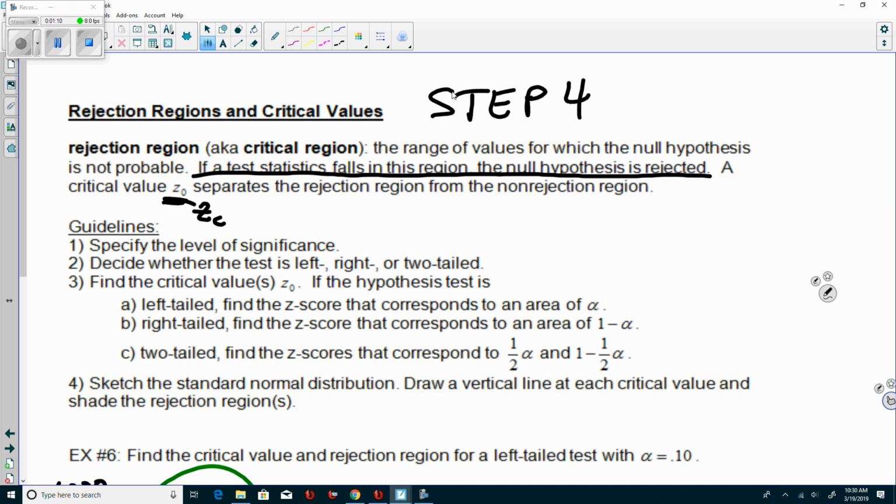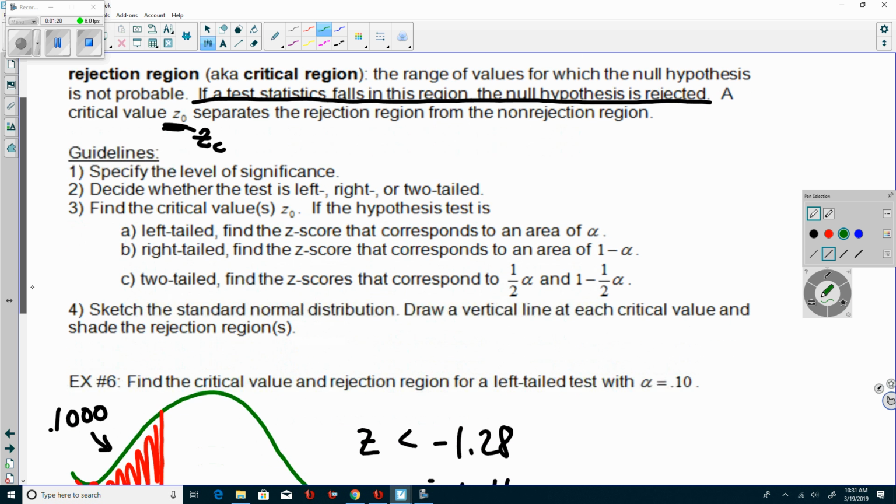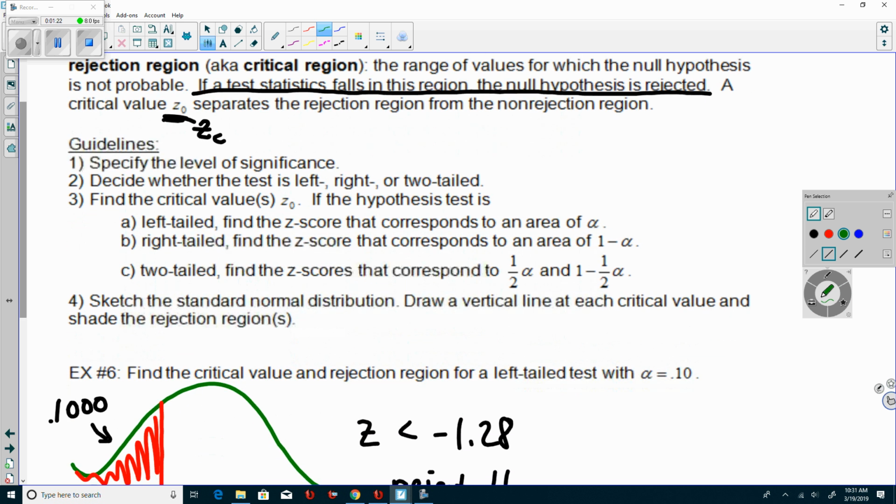Okay? So our guidelines for this: specify the level of significance, which we do. Decide whether the test is left, right, or two-tailed, we do. Find the critical values in the hypothesis test. Yes, this is all stuff we've already done.